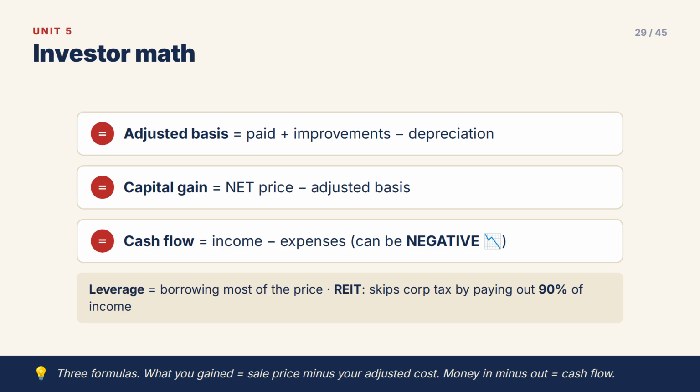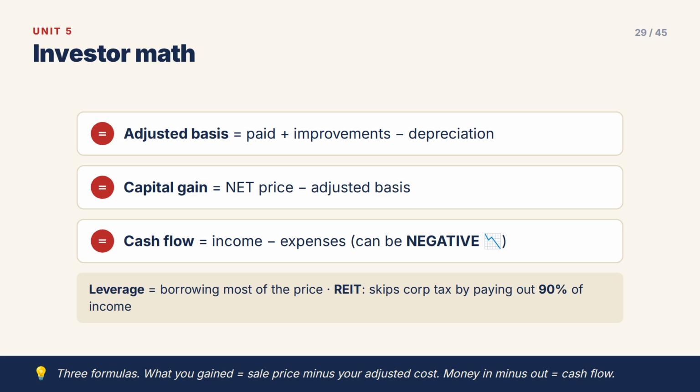3 formulas, 30 seconds. Adjusted basis: what you paid plus improvements minus depreciation. Capital gain: net selling price, that's price minus selling costs, minus that adjusted basis. Jennifer's rental: $300,000 minus $21,500 in costs is $278,500. Basis: $200,000 plus $18,000 in improvements minus $20,000 depreciation, $198,000. Gain: $80,500. Cash flow: income minus expenses, $100,000 in, $110,000 out is negative $10,000, not a gain.